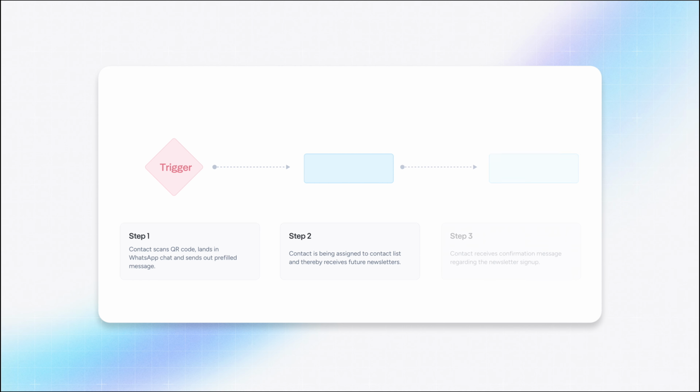Additionally, you could set it up to send a confirmation message to the contact, letting them know that they've been subscribed to the newsletter. These two events, adding the contact to a list and sending a message, are called actions. An automation, in its simplest form, consists of a trigger and at least one action.